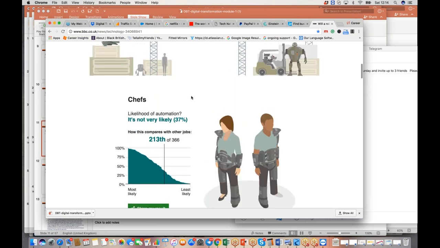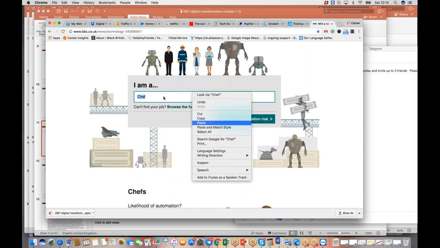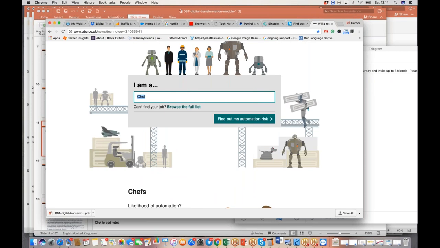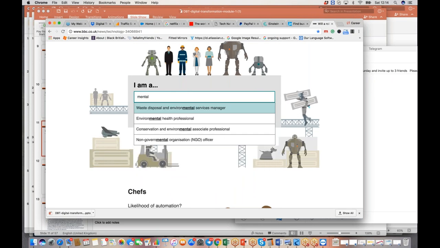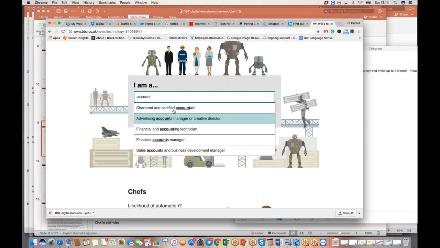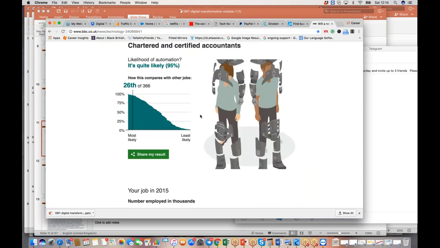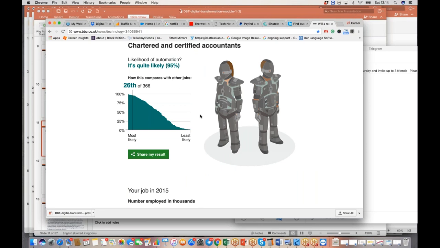I think the thing about it is that, oh yes, that's interesting. Mental, because it's mental, it's human. That human connection is still needed. No, it doesn't have anything on mental. Okay, accounting. Oh, this one is shocking. This one is shocking. I saw it the other day and I was shocked. 95% chance that a chartered and certified accountant's job will be taken away by a robot.